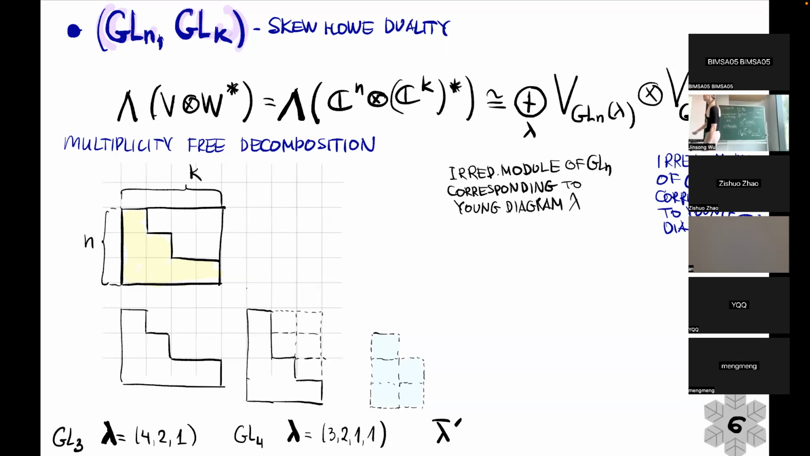So here in the small example, you can see that for GL3 we have lambda, then we have the GL4, and the lambda bar prime is actually this piece, conjugated and transposed. I have not written here that we sum not over the diagram but over the diagrams that fit inside the box, but I have explained it, so I hope there won't be any problem with that. Can we have the next slide, please?